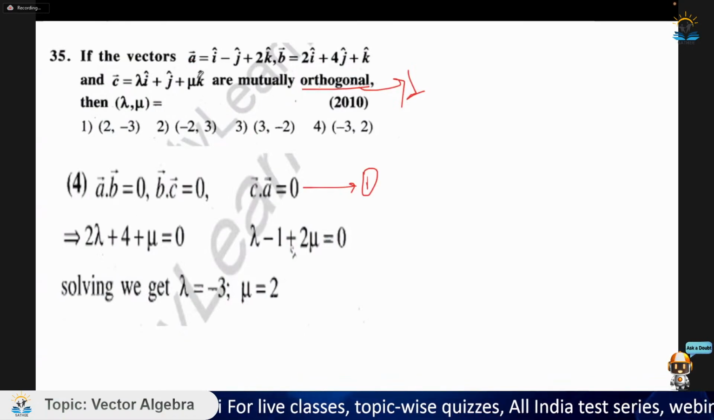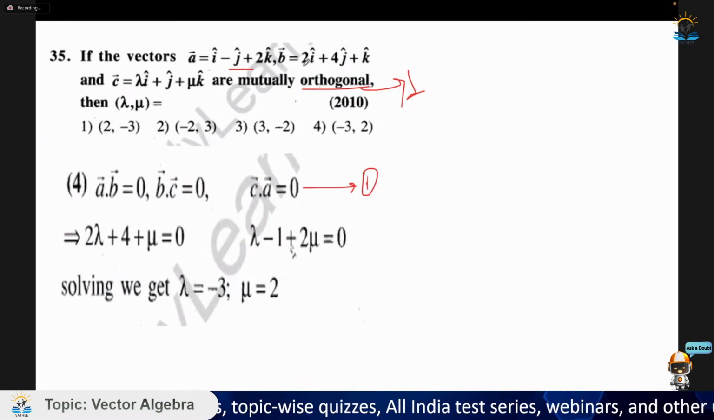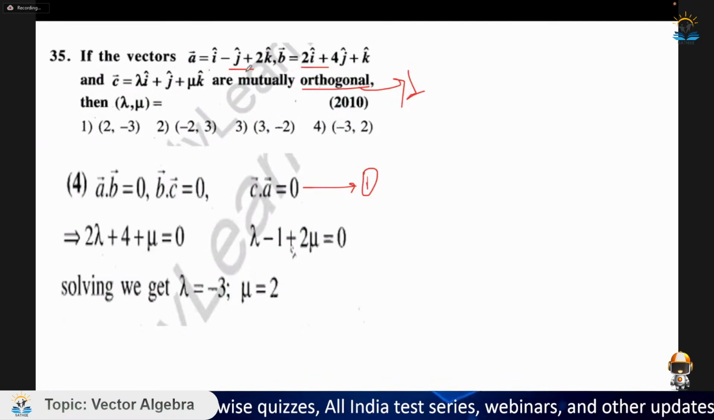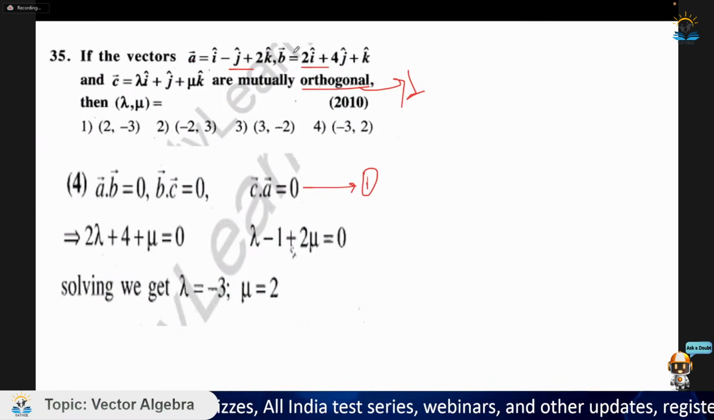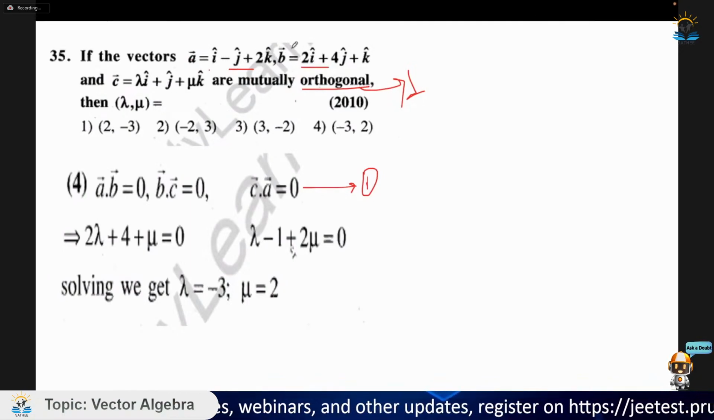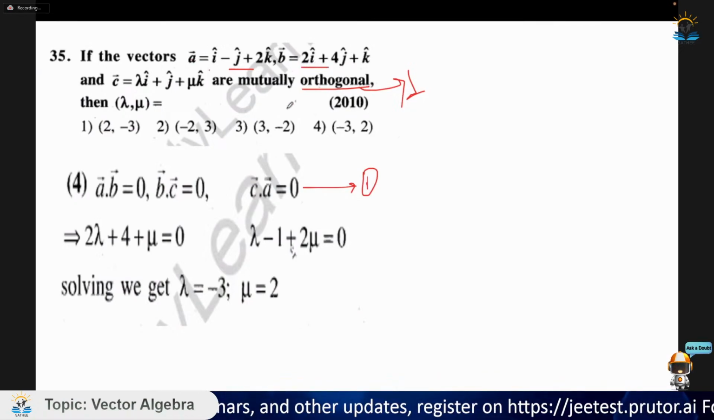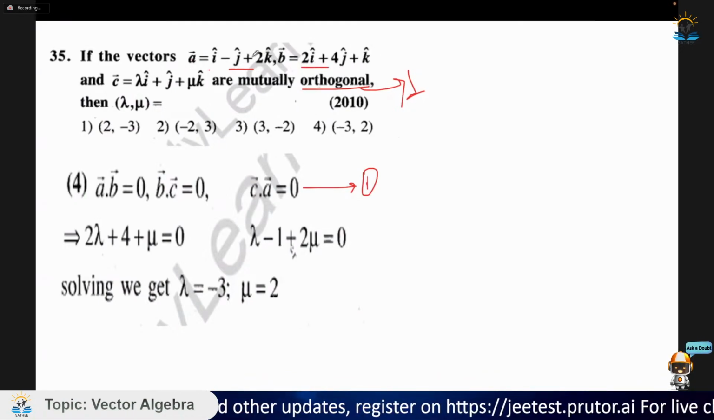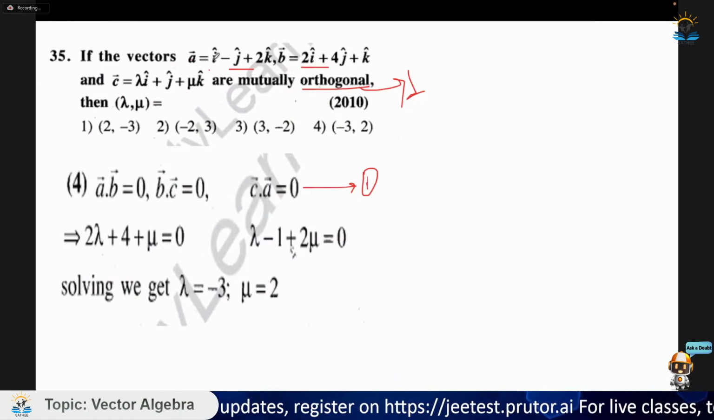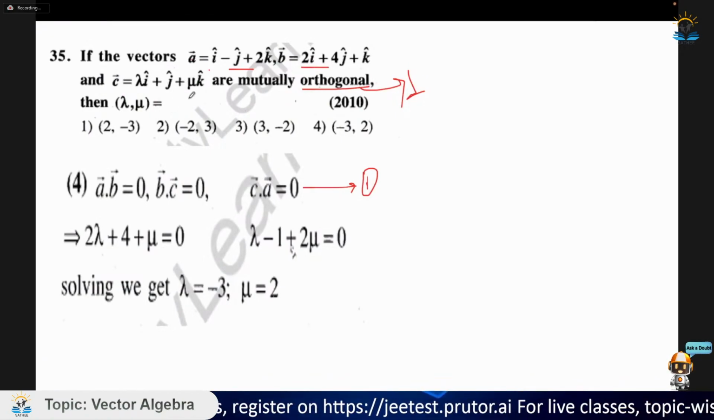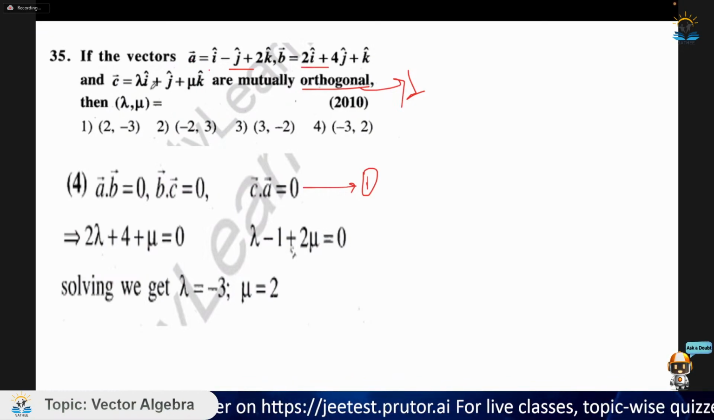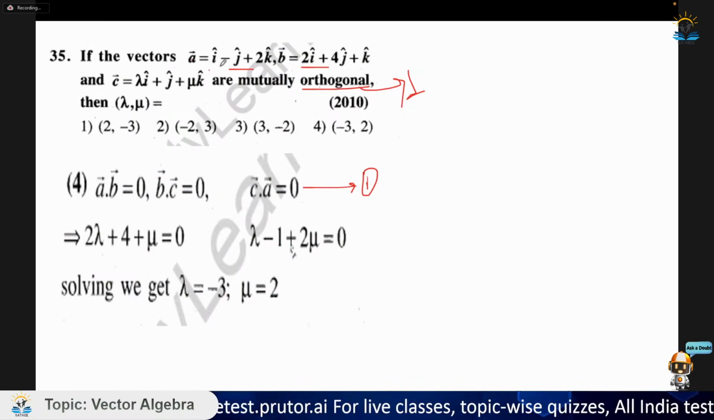When we do A dot B, it doesn't have any variable, so it will directly come as zero, as mentioned in the question. So it is useless to do A and B, but to just check, 2 minus 4 plus 2, which is 4 minus 4, is equal to 0. So A dot B is 0. You can verify. When you do A dot C, let's see what it comes to: lambda minus 1 plus 2 mu.